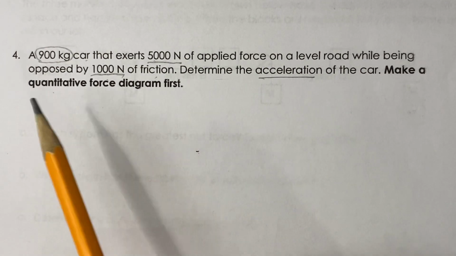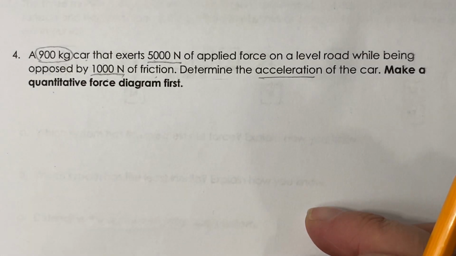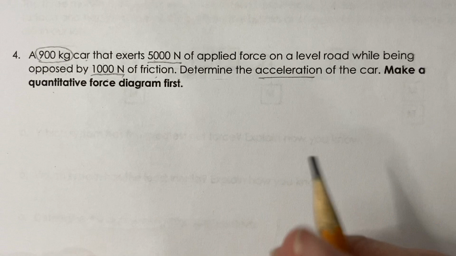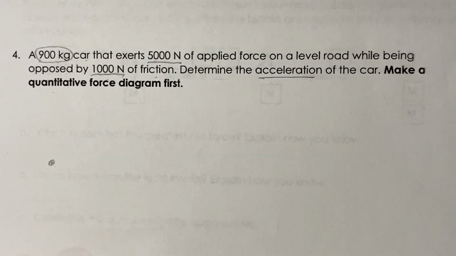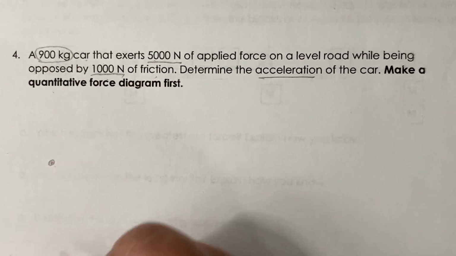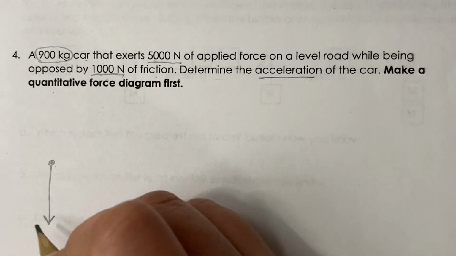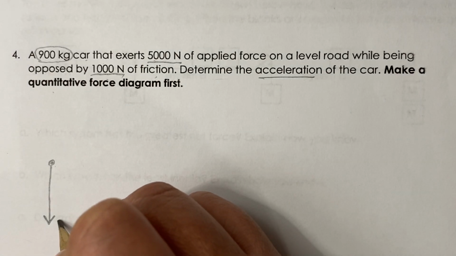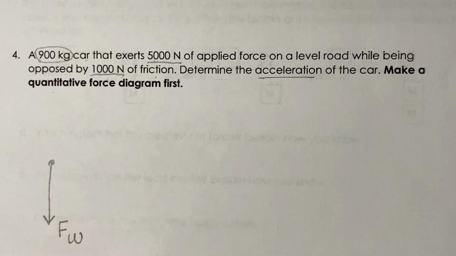Here's something new. Make a qualitative force diagram. So that's a free body diagram first. So let's do that first. All right, so we have our dot or our box to indicate the car. Like I've done before, I always like to start off with gravity. However, we need to figure out the force of the weight of this car.